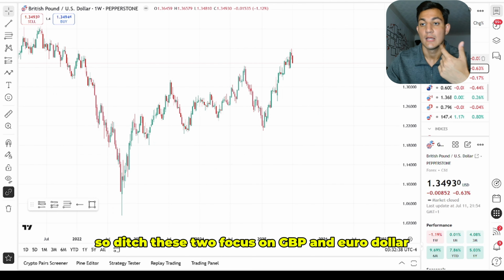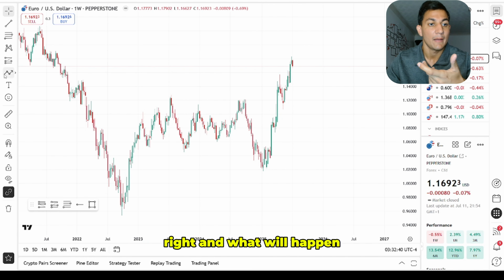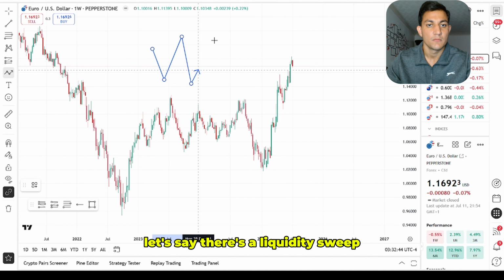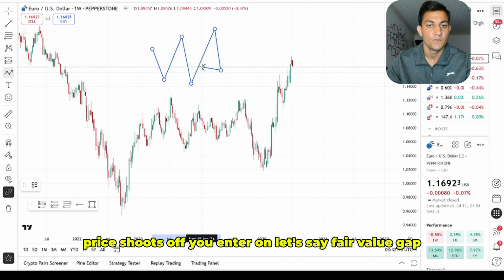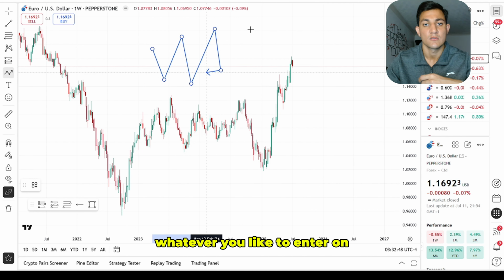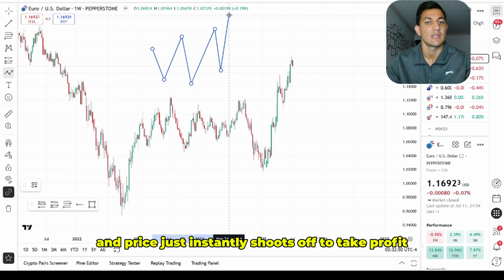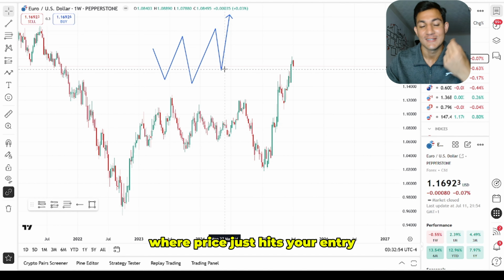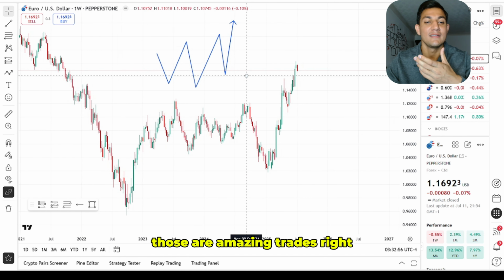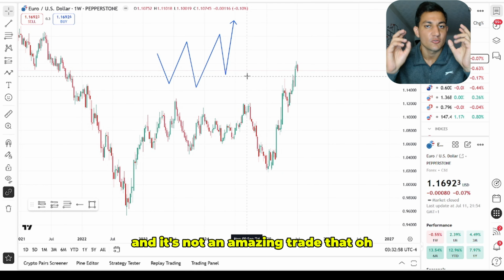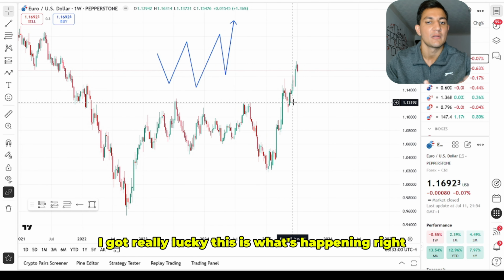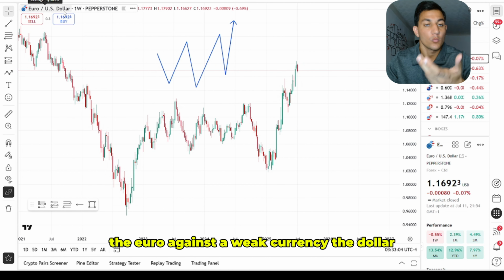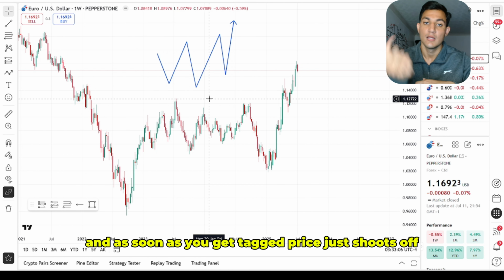So ditch these two. Focus on GBP and EUR USD, right? And what will happen, and these are the setups that you enter, where let's say there's a liquidity sweep, price shoots off, you enter on, let's say, a fair value gap, whatever you like to enter on, and price just instantly shoots off to take profit, right? Let's be honest, you've had that trade before, right? Where price just hits your entry, instantly goes to take profit. Those are amazing trades, right? And it's not an amazing trade, like, oh, I got really lucky. This is what's happening, right? You're going long in a very strong currency, the euro, against a weak currency, the dollar, and as soon as you get tagged, price just shoots off.